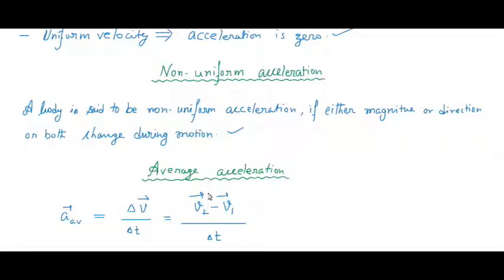Next topic is average acceleration. What is average acceleration? It is the ratio of the total change in velocity to the total time taken by the particle. So average acceleration is equal to delta v, v is velocity, change in velocity, and delta t, that is the time interval. So we can write delta v as v2 minus v1, where v2 is the final velocity and v1 is the initial velocity, upon delta t, the change in time interval or just time interval. So this is average acceleration.